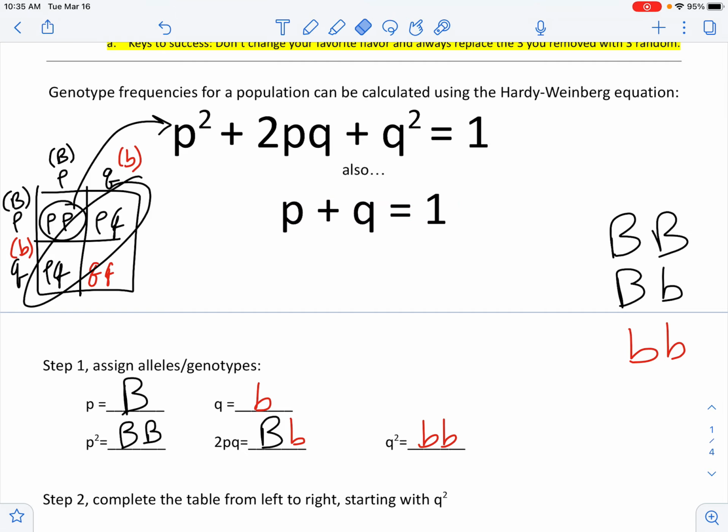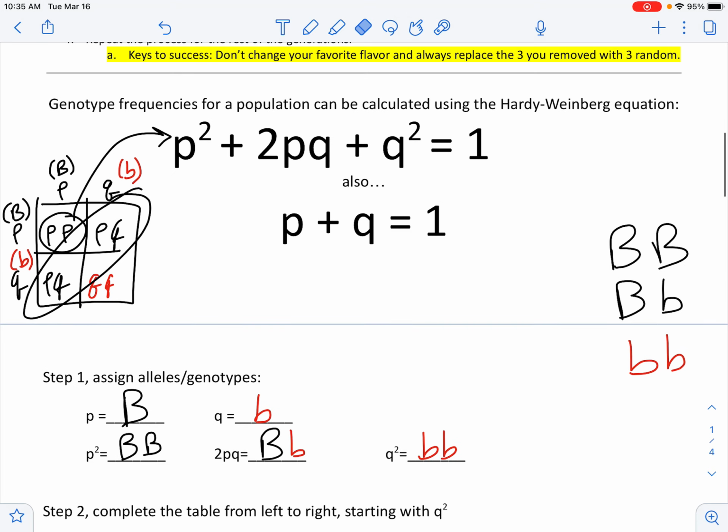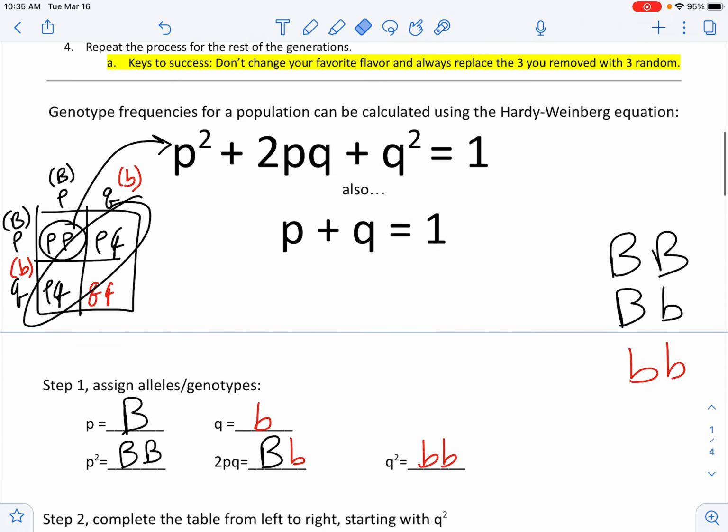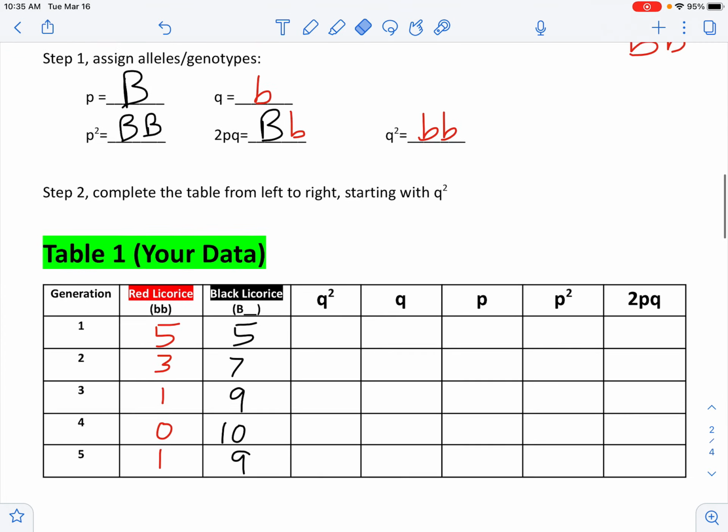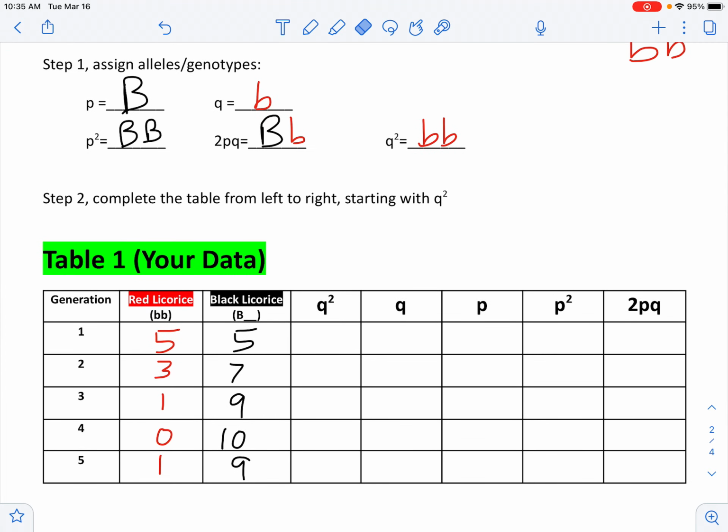Okay, so let's see what we've got in our table and see if we can use these equations to our benefit and try to walk through solutions to filling out this data table. This data table was set up a certain way to make it easier for you to do these calculations. We're going to walk through these columns from left to right here. Okay, and so we'll start with Q squared.